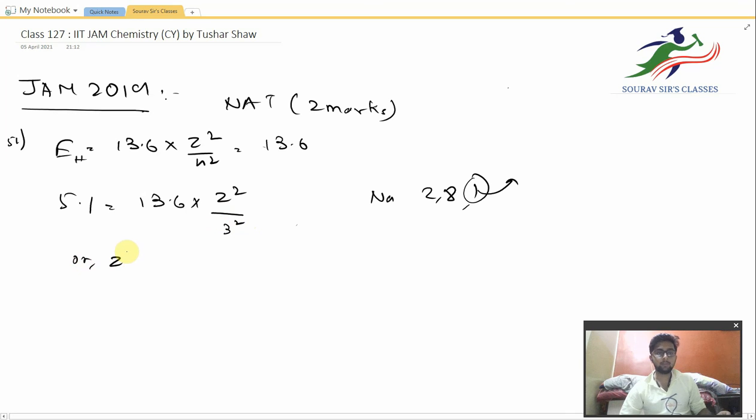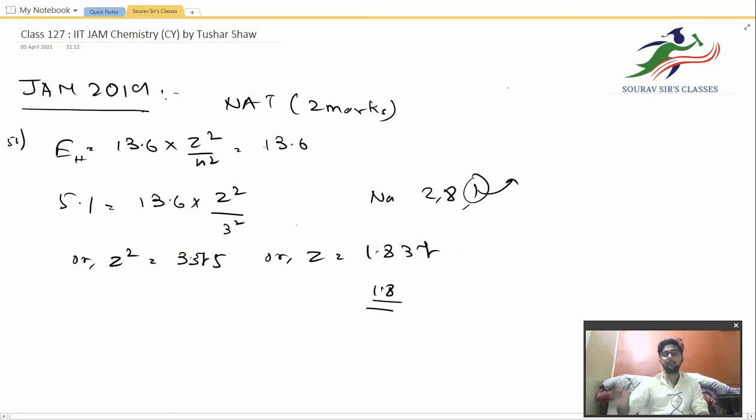If you calculate the Z square value over here, it comes to 3.375, and if you take the square root of that, we will get 1.837 as your answer. Obviously the question says to round up to one decimal place, so you will be rounding this off to 1.8. So 1.8 will be your answer in the chat box that is given in the question paper. Okay, moving on to the next question.